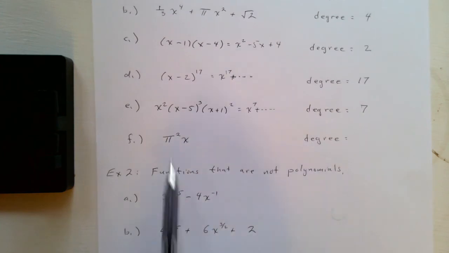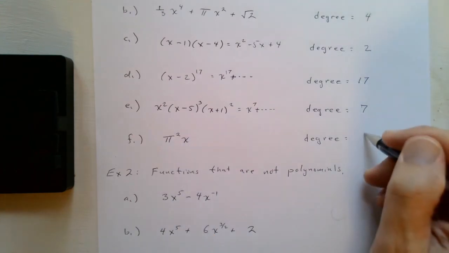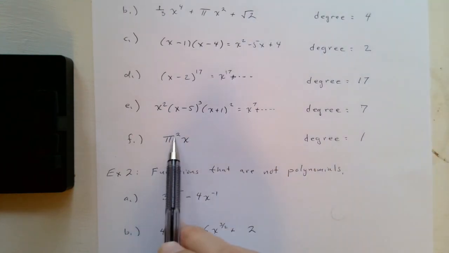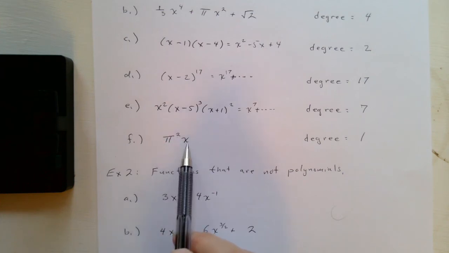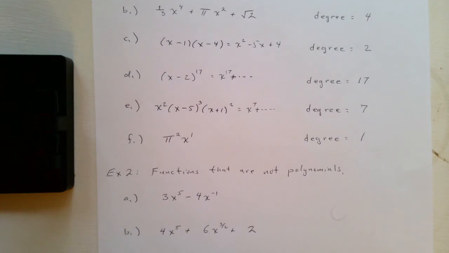And then this last one, what would the degree be? Well, the highest power of x is x to the 1st, so that's 1. Don't be distracted by this pi squared. Pi squared, that's just the coefficient. We want the highest power of x, so the 1 is right there.